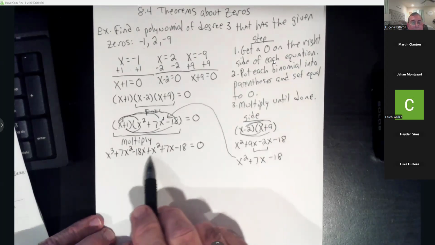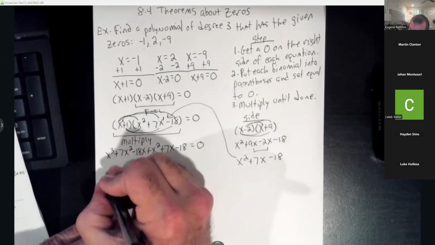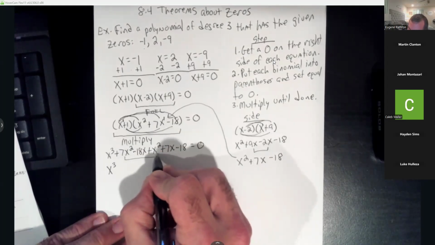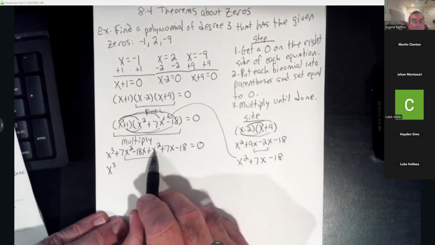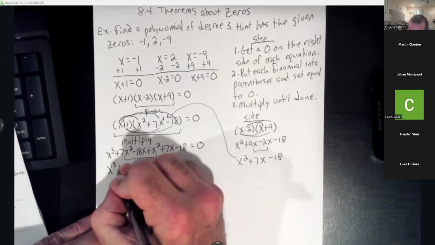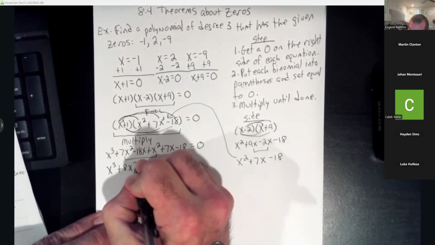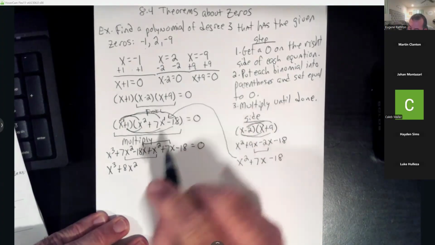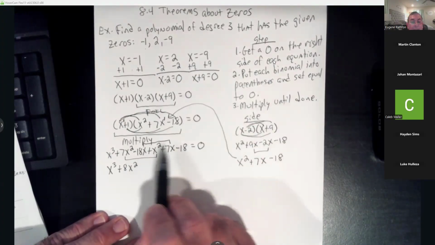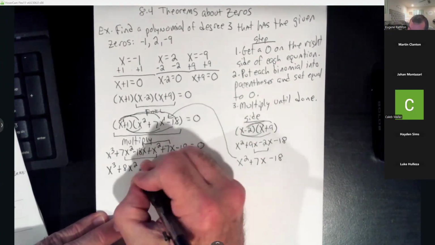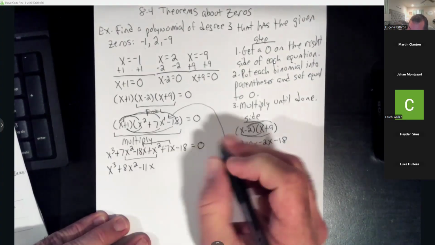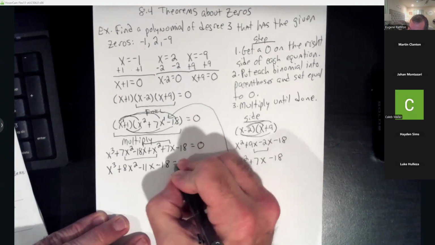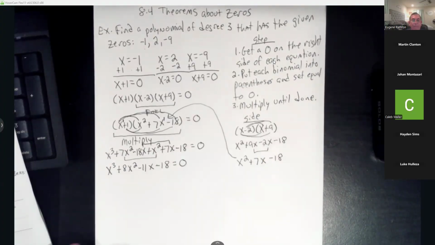All right, so now let's add the like terms. Bring down your x cubed. The x squareds are like terms, so 7 and 1 give you 8 x squareds. The x's are like terms, so you've got negative 18 and 7, and that'll give you negative 11x. And y'all, at the end is our negative 18, all equal to 0.